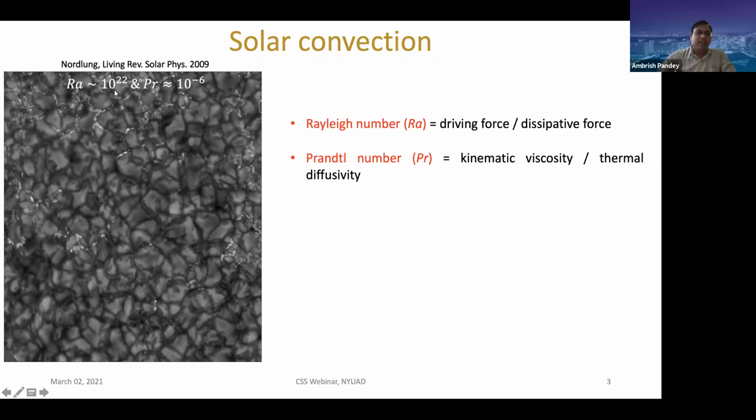You can see that the Rayleigh number is 10 to the 22 in the solar convection zone. So you can imagine how strong the driving force is compared to dissipative forces in this particular flow. This strong driving causes the turbulence to be very vigorous, so we have a highly turbulent flow here. Another parameter is the Prandtl number, which is the ratio of the kinematic viscosity to the thermal diffusivity of the fluid. It basically specifies the time scales of the momentum and heat diffusion processes.